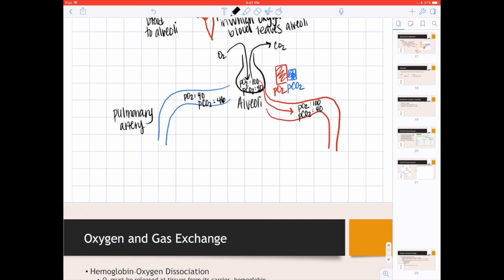So, as we talked about before, gases are going to move from high concentration to low concentration. So the CO2 in this case here in the pulmonary artery is 46, where it's only 40 in the alveoli. So that's why the CO2 is going to travel into the alveoli, because it's moving from high concentration to low concentration. So the CO2 is going to go from the pulmonary artery into the alveoli. Hopefully that makes sense. Whereas the oxygen is going to travel out to tissues via the pulmonary vein.